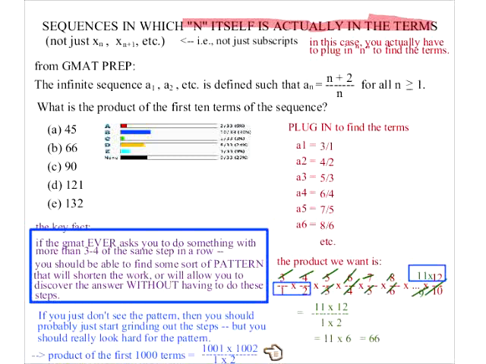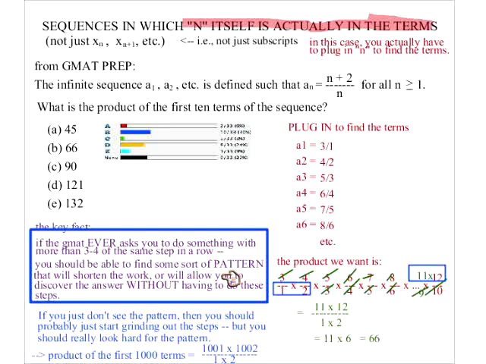FYI, difficulty level here is not important. This is not a super high difficulty level problem, but it's not super low either. It's somewhere in the middle. But the point is this takeaway. This takeaway is still what you want to learn.